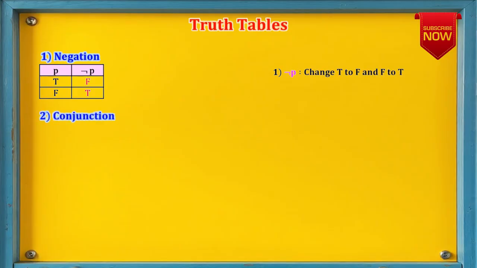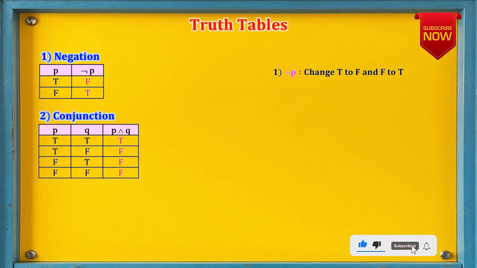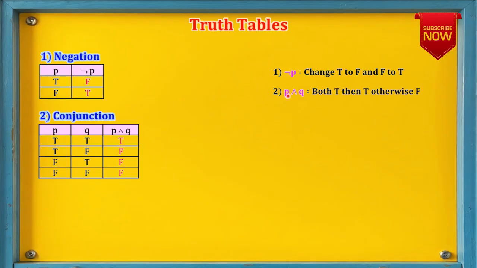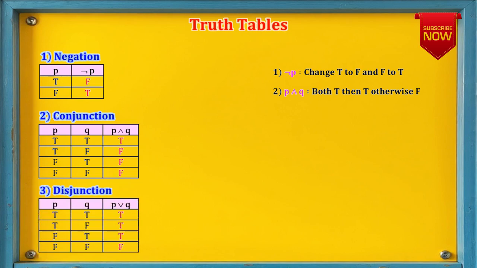Second, conjunction. There are two statements, P and Q. If we have two statements, then there are four possibilities. That is TT, TF, FT, FF. The conjunction is denoted like this, P and Q. If both are true, then the answer is true. Otherwise, false. So remember P and Q. If both are true, then true. Otherwise, false.